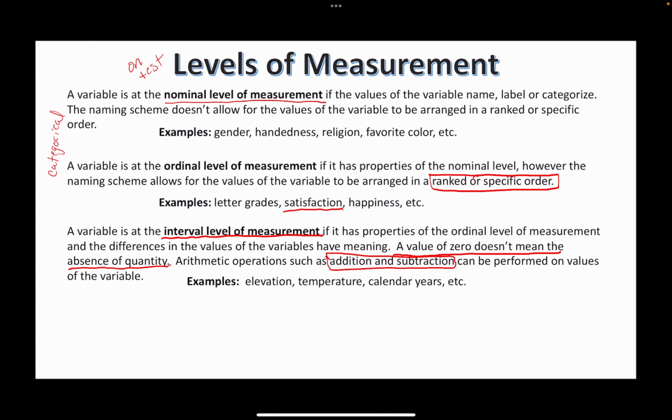Same thing with temperature. It's twice as hot yesterday as it is today. That doesn't make any sense. 0 is just a temperature. You can have sub-zero temperatures. Calendar years are kind of weird, because you have your common era, you have your today, and then you have your before common era, your BCEs. But we didn't have a 0 calendar year, and if we did, it wouldn't mean the absence of value. It just means that we're going into the common era.